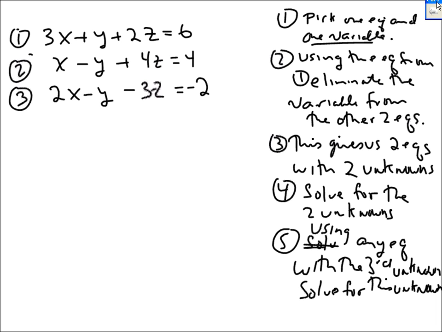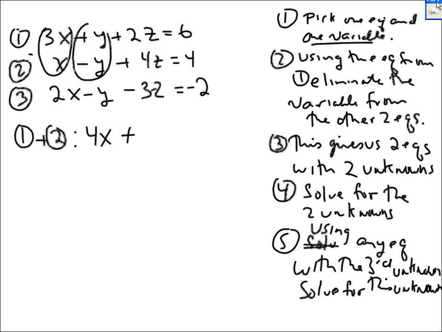Number 2, using equation 1, eliminate the variable from the other two equations. I'm using equation 1, if I add 1 and 2 together, 3x plus x is 4x, y plus negative y is 0, that's why I added, 2z plus 4z is 6z equals 6 plus 4 is 10.